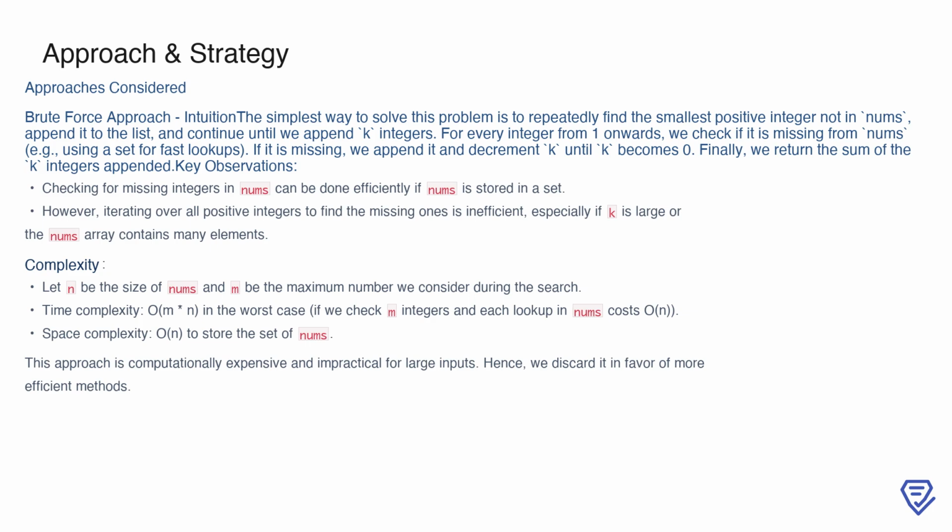However, the core challenge of this approach is its inefficiency. Iterating over all positive integers to find the missing ones becomes computationally expensive, particularly when k is large or the array nums has many elements. Analyzing the complexity, the worst-case time is proportional to the product of the number of integers we check and the size of the array, which makes this approach impractical for larger inputs. As a result, we need to focus on more efficient methods to solve this problem effectively.